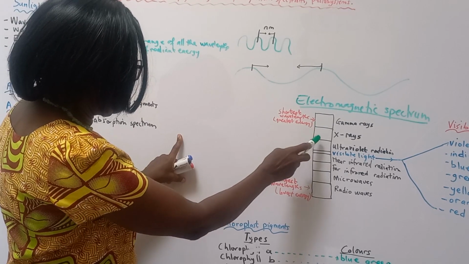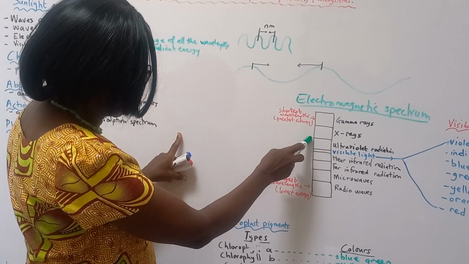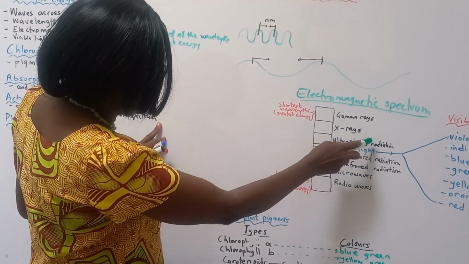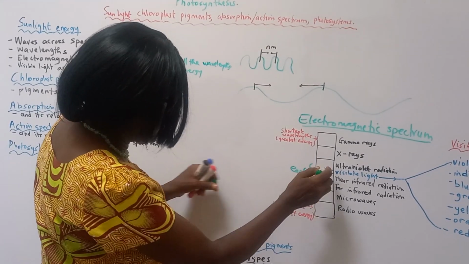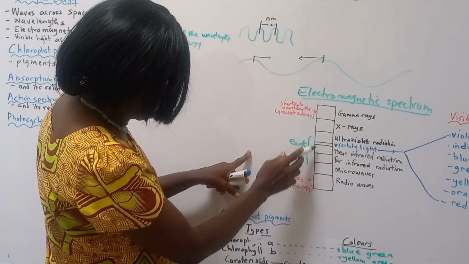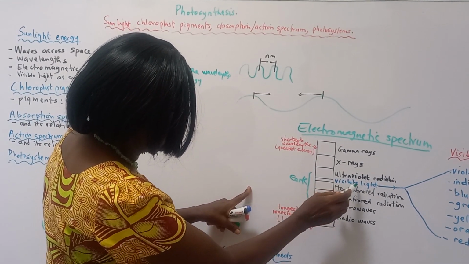And we have gamma rays, X-rays. These are very strong radiations right up in space. We have ultraviolet radiation. A bit of it comes to Earth. These are radiations that come into Earth's space. And of these radiations, we have a very small part as visible light.